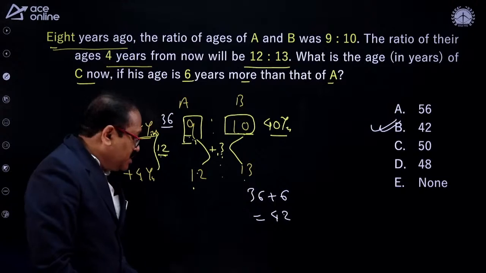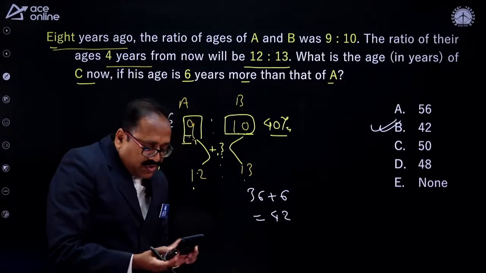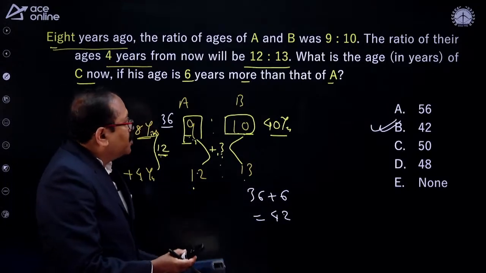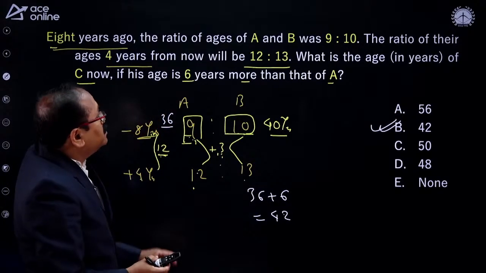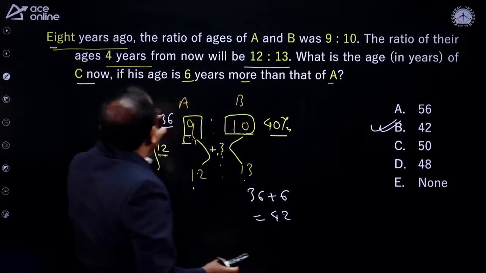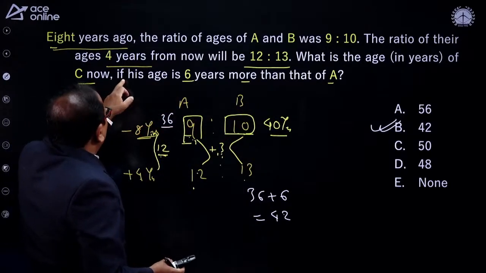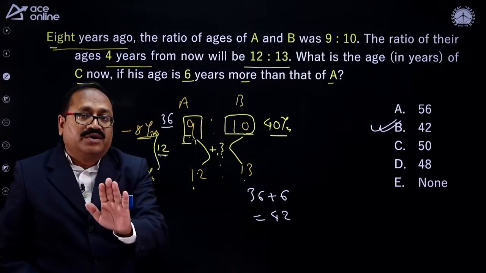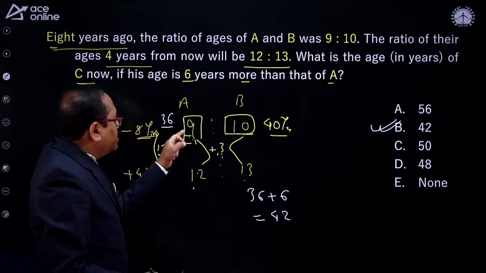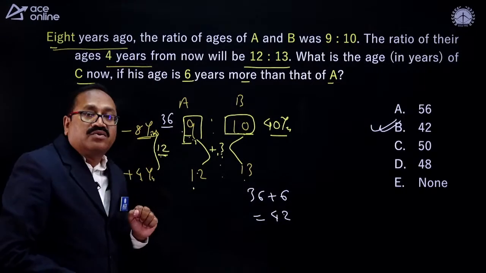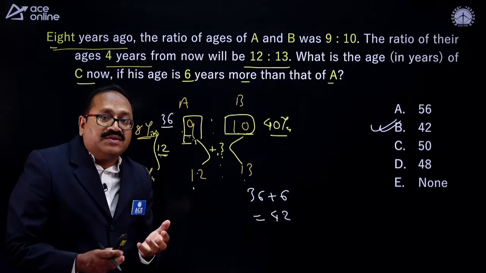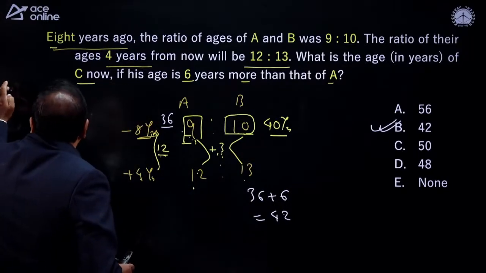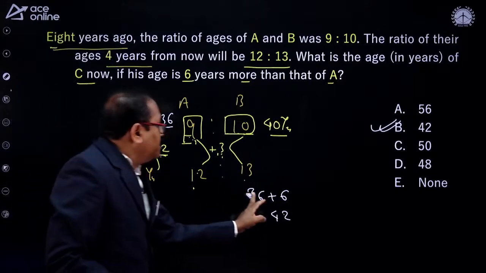I think I made a mistake in putting the option. So 42. No, Sumit Pawar sir, this is 42. But they asked what is the age in years of C now? Yeah, you are right. Because what I got, 36, is from 8 years ago. So what is the present age? The present age is not 36. This is wrong.